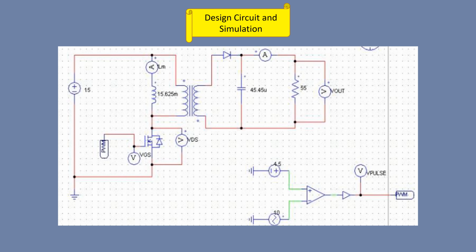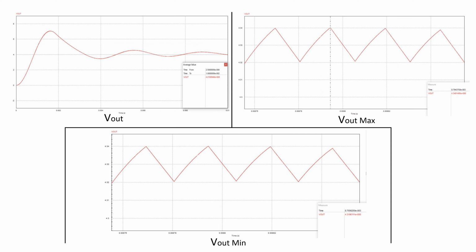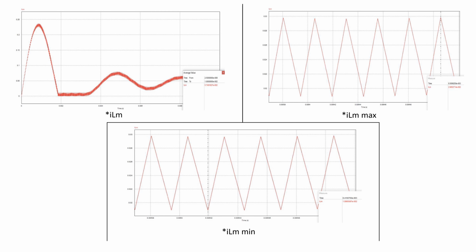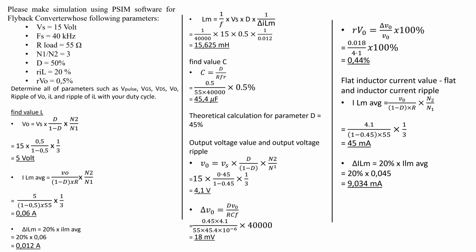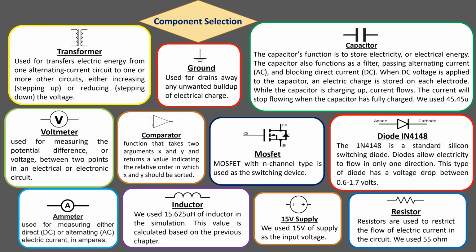This is the design circuit and simulation of my group work. And this is the calculation for the flyback converter. For the component selection, we use transformer, ground, capacitor, voltmeter, comparator, MOSFET, diode 1N4148, emitter, inductor, 15-volt supply, and resistor.